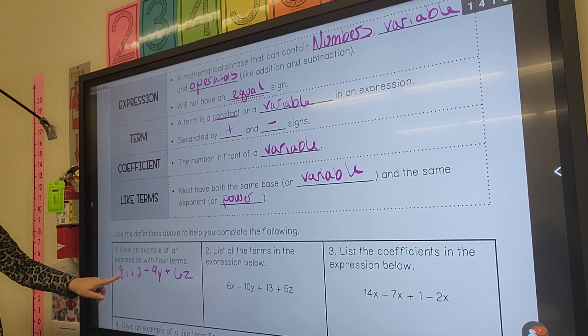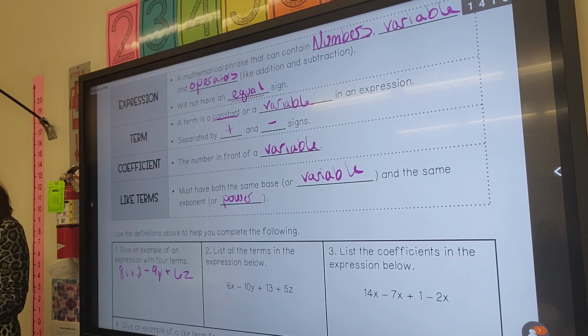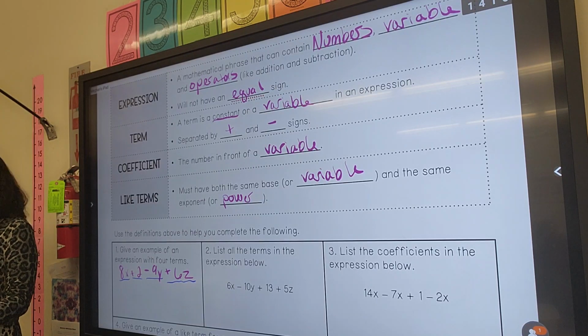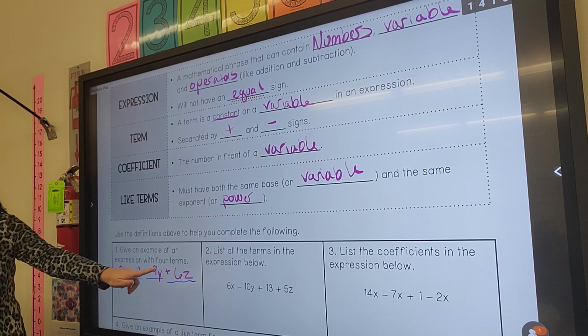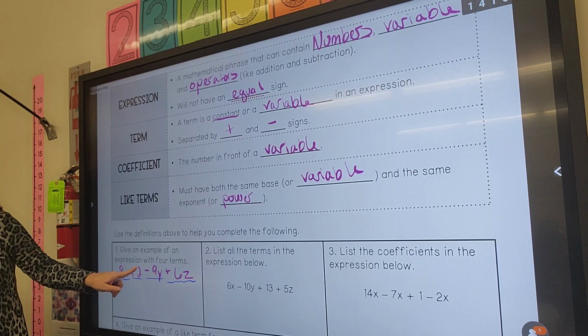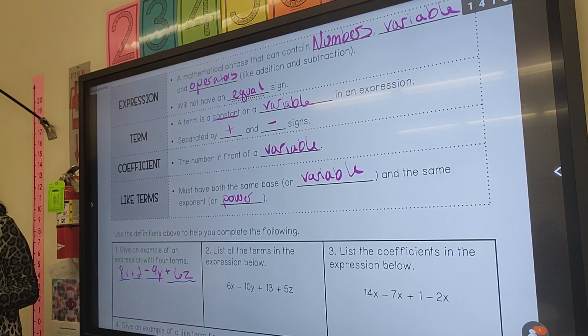So I want you to look at what the terms are here. This is an expression. There's no equal sign. 8x is a term, plus 2 is a term, minus 9y is a term, and plus 6z is a term. None of them are alike because they have different variables, or it's just a number. So we can't combine anything in that expression.